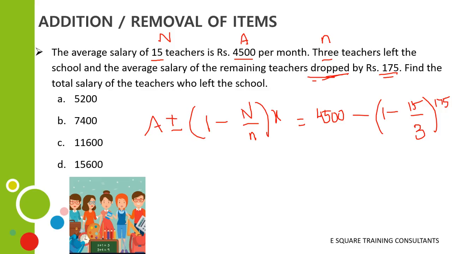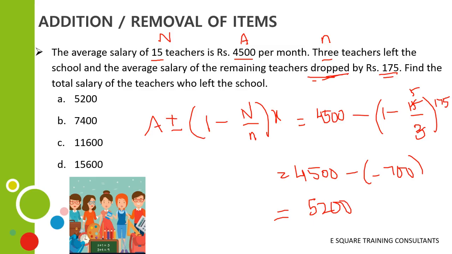So 15 by 3 is 5. 1 minus 5 is minus 4. Minus 4 into 175 is minus 700. Now 4,500 minus of minus 700. So minus of minus 700, that is again 5,200. Okay, so 5,200 is the average salary of the 3 teachers who left the school.